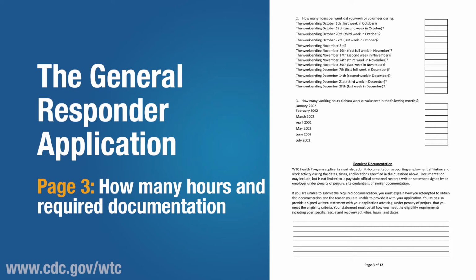Documentation may include, but is not limited to, a pay stub, official personnel roster, a written statement signed by an employer under penalty of perjury, site credentials, or similar documentation. Any documentation submitted must show the dates, hours, and locations worked, as well as describe the specific duties performed in response to the 9/11 attacks. If you are unable to submit the required documentation, you must explain how you attempted to obtain this documentation and the reason you are unable to provide it with your application.